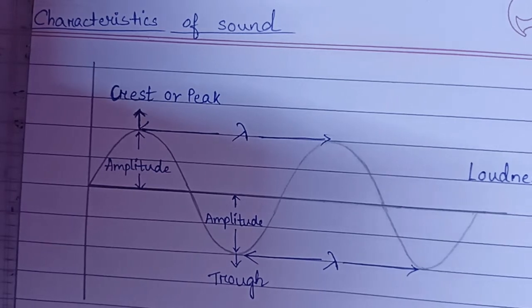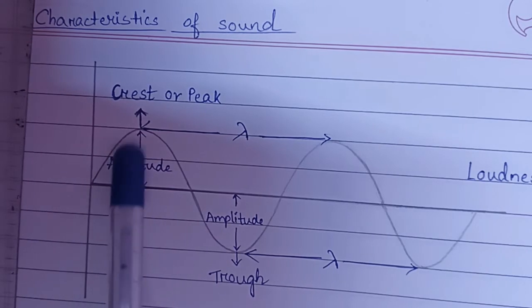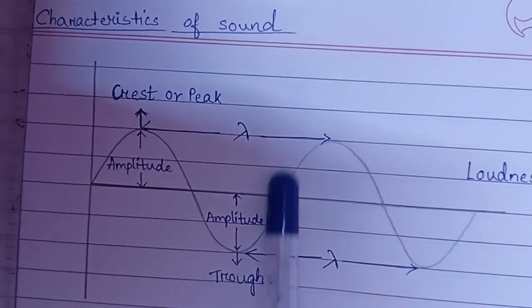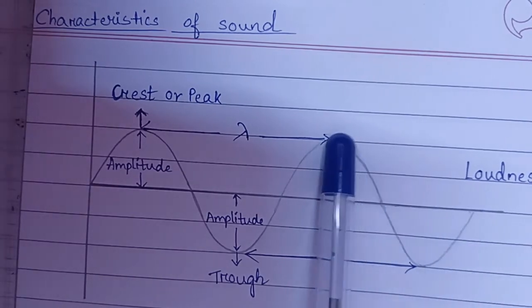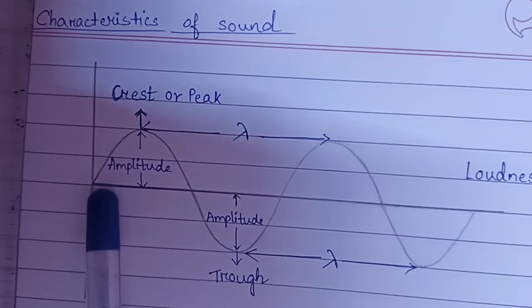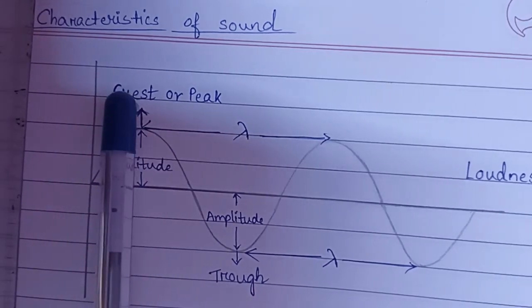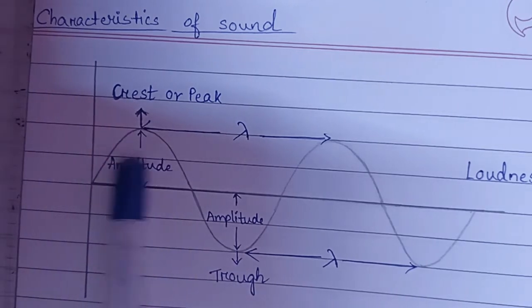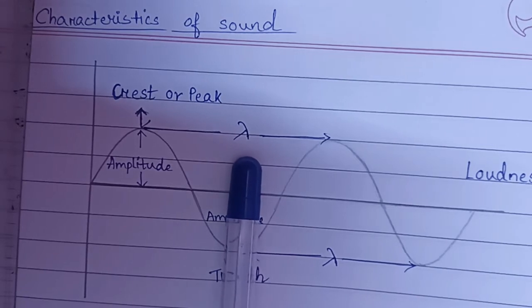A sound wave can be represented in the same way as the water wave. So we can draw a sound wave like this. We can represent a sound wave like this. This is a wave. Now the terms crest, trough, amplitude, and this lambda is the wavelength. Let us discuss all these terms one by one.